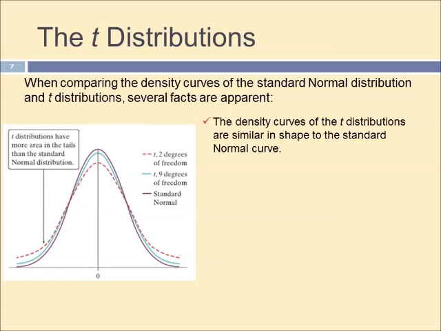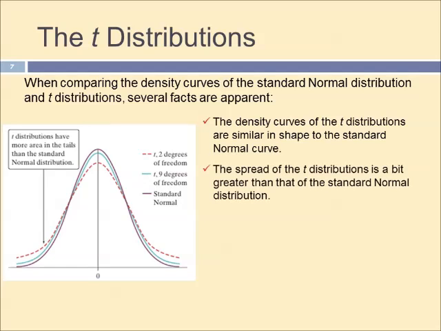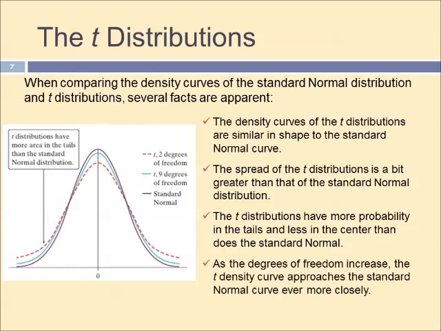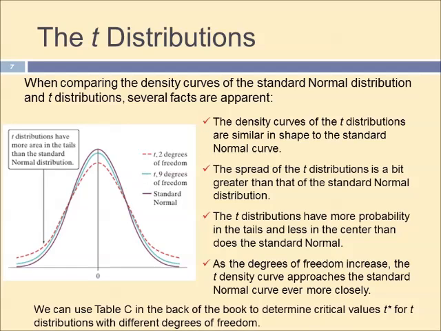So the density curves are similar in shape, but the spread of the distributions is greater than that of the standard normal distribution. The t-distributions have more probability in the tails and less in the center. As the degrees of freedom increase, the t-density curves approach the standard normal curve. So the larger the sample size, the closer to the normal distribution these t-score distributions are. So we'll use Table C in the back of the book to determine critical values with degrees of freedom.